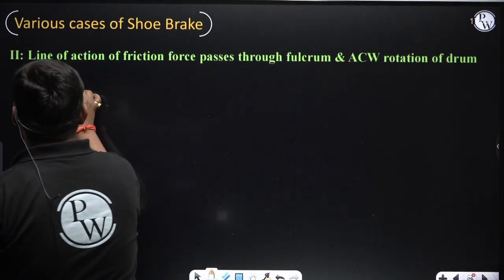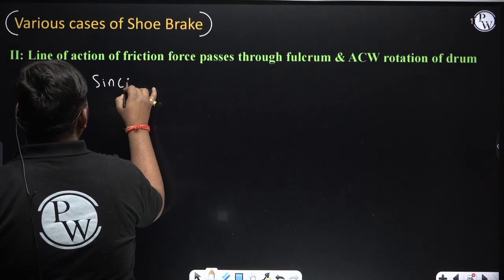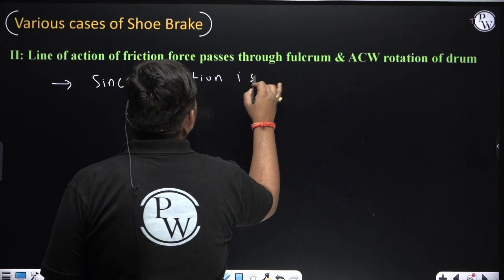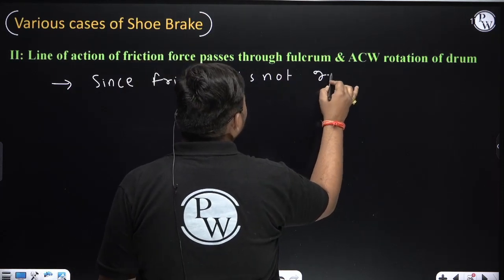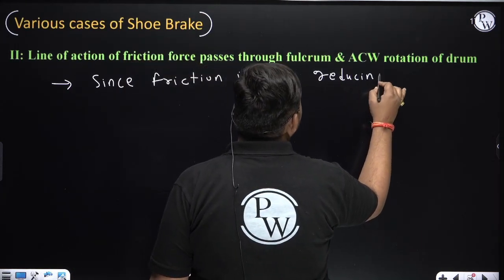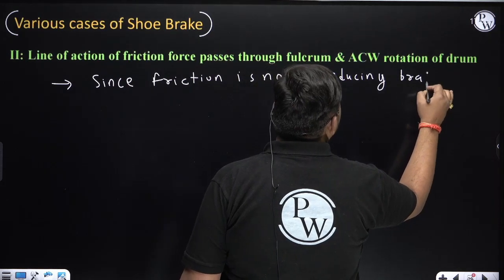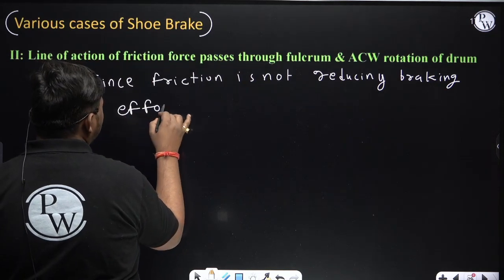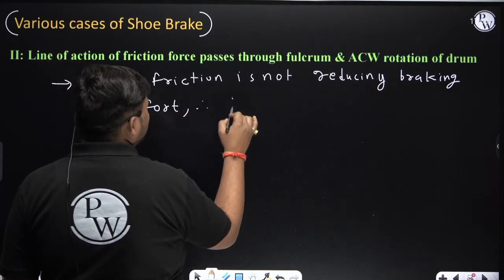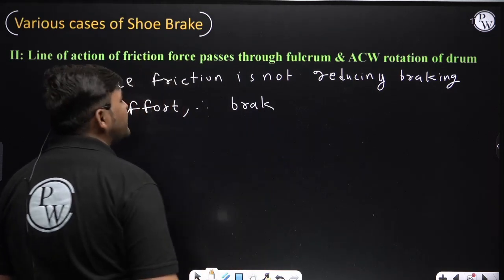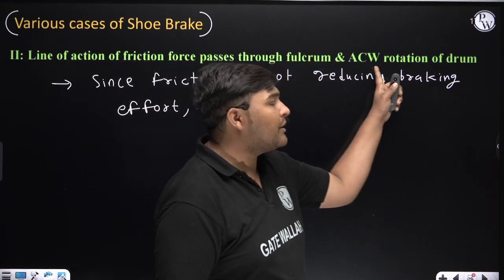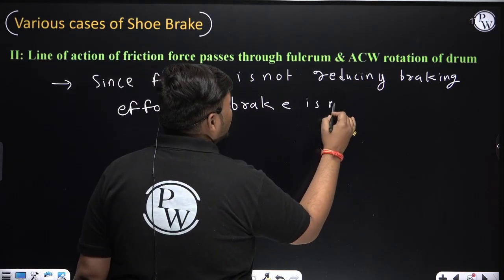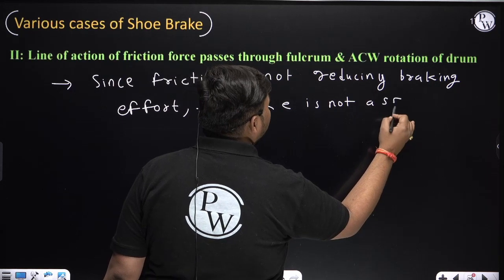Means again same conclusion. Since friction is not reducing braking effort, therefore this brake, when line of action of friction is passing through fulcrum and drum is rotating anti-clockwise, is not a self-energizing brake.